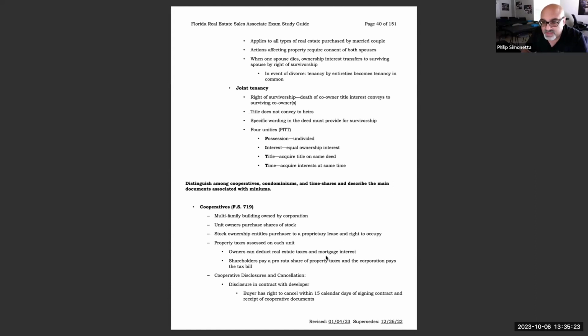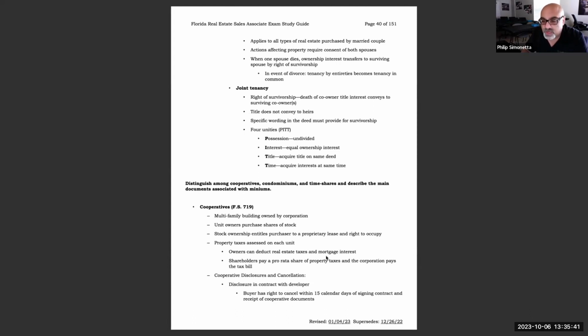Property taxes are assessed on each unit. The owners can deduct the real estate taxes and purchase interest. Shareholders will pay a prorated share of property taxes, and the corporation pays the tax bill. The cooperative disclosure and cancellations.